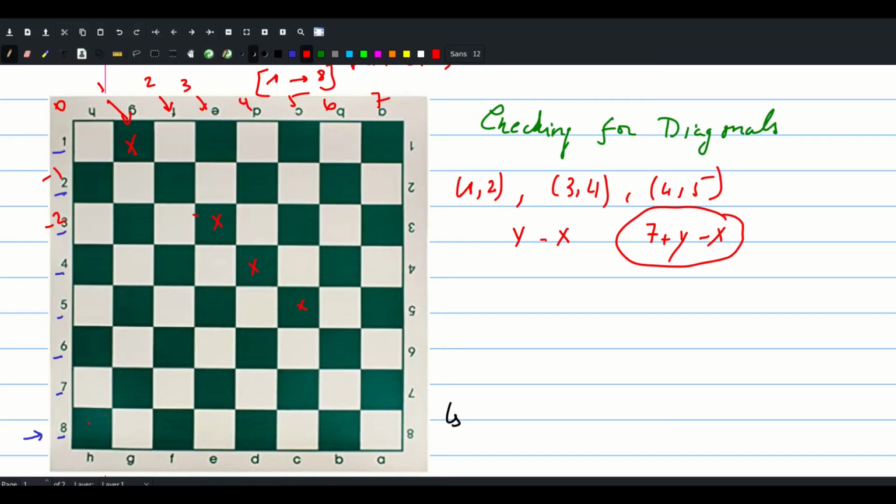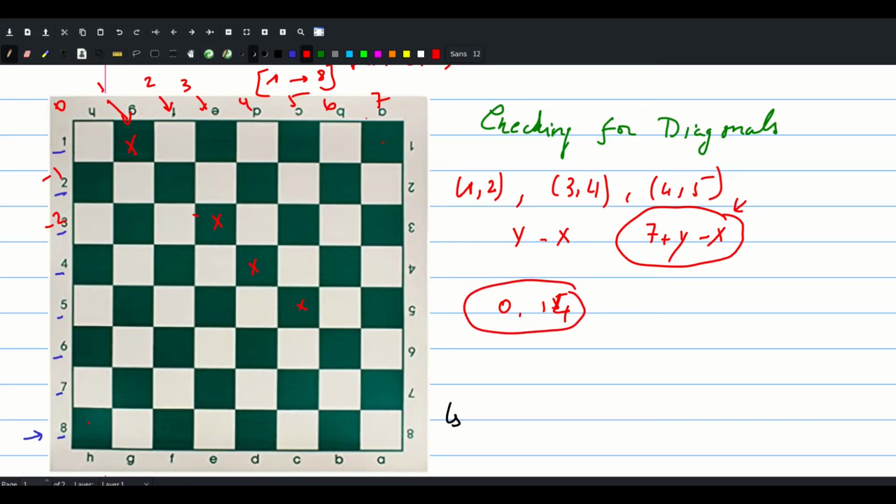So for example, if you take this cell, its y minus x would be 1 minus 8, which is minus 7, and with this 7 it would just become 0. So this formula guarantees that the values are always positive and they go from 0 to 14. Here we will have 8 minus 1, which is 7, plus 7, which is 14, so we're just gonna get 14. So from 0 to 14.